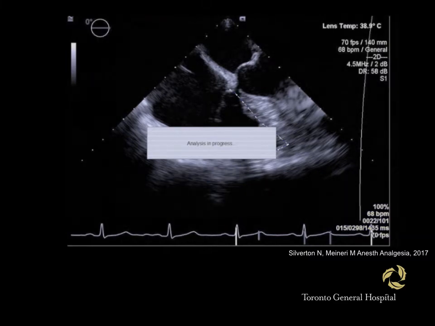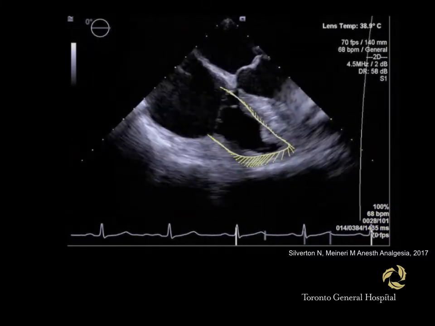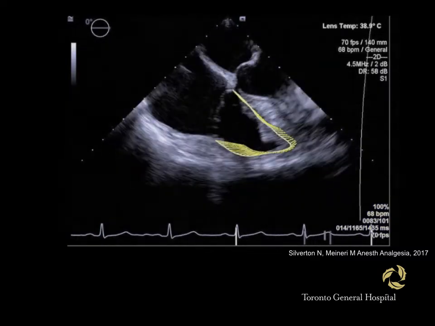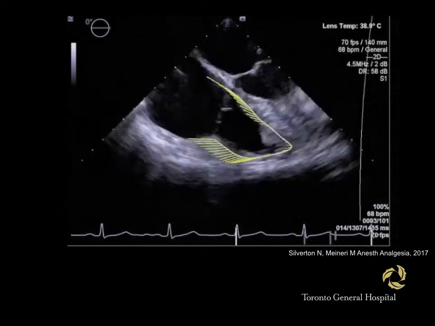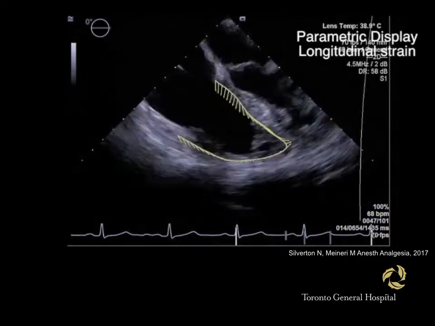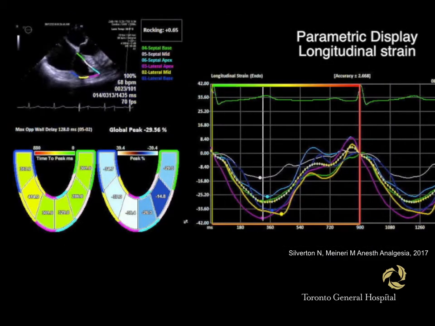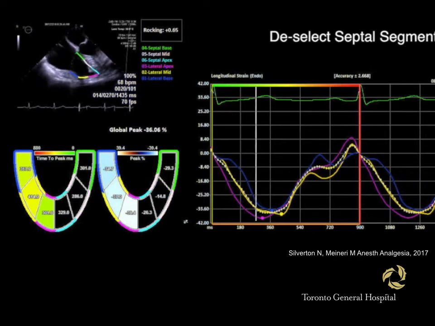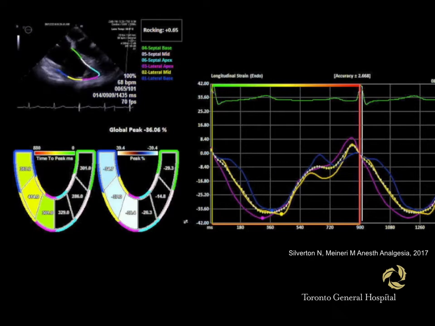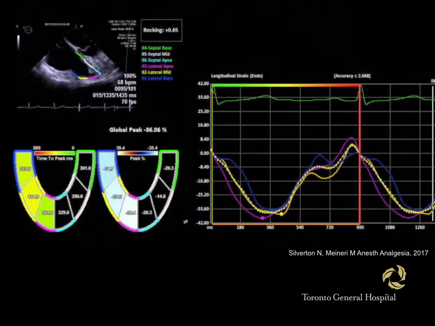So when I analyze, the software is tracking the walls, and it adds these arrows that are the velocities for each of these points. And then once you display it as parametric, you have numbers of actual peak percentage strain, which you can measure here. And again, you have a curve with the dotted line being the average strain for the whole free wall. And here again, I've eliminated the septum.